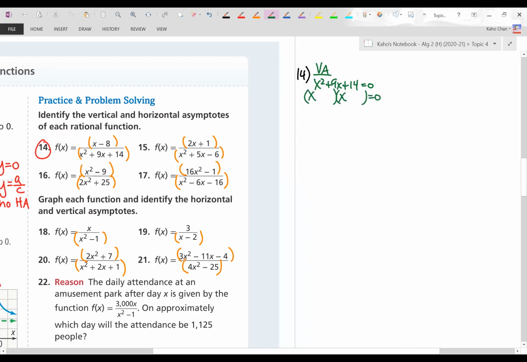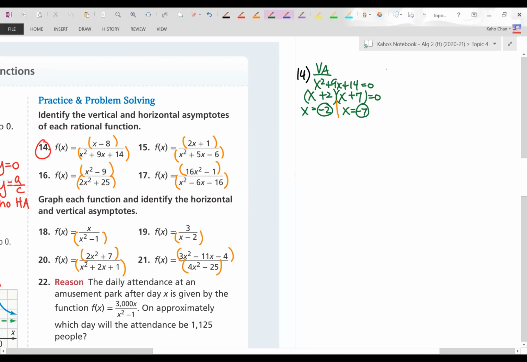What times what equals 14 when added together will give me 9? We have 1 times 14 and 2 times 7. There it is. Woohoo! Very good. Split them up and solve. Bam. x equals -2. x equals -7. And those are my vertical asymptotes, okay?